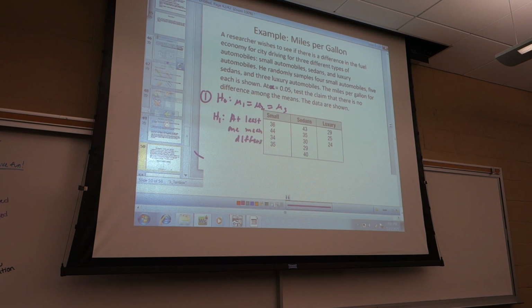Good. All right, step 2. What's my step 2? Isla, go ahead. Easy one. What's my step 2? Yeah, look at the alpha. Alpha equals? 0.05. Yep, that's it. Good.